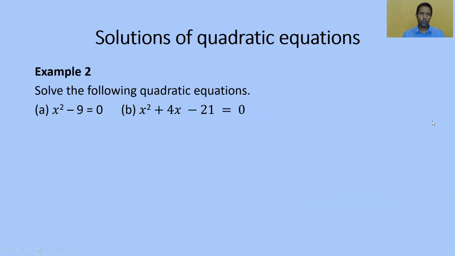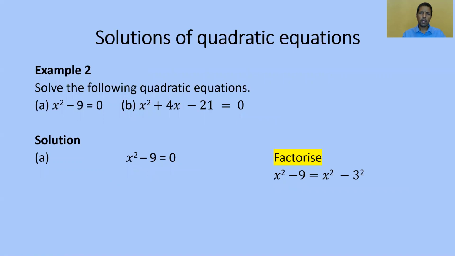Example 2, solve the following equation. Part A, x squared minus 9 is equal to 0. In this case, we need to factorize x squared minus 9. We write x squared minus 9 is equal to x squared minus 3 squared, which can be factorized to obtain x minus 3 into x plus 3. Therefore, x squared minus 9 can be written as x minus 3 into x plus 3 equals 0.